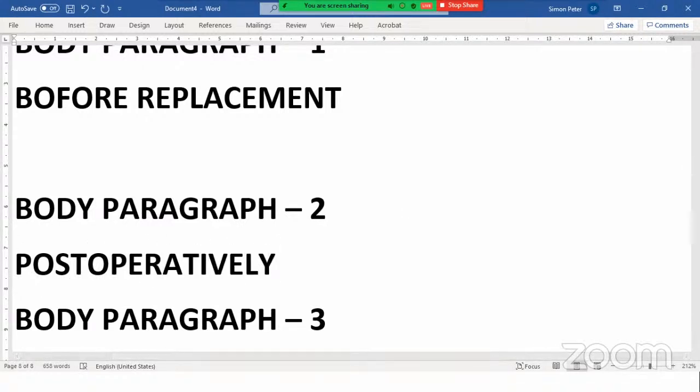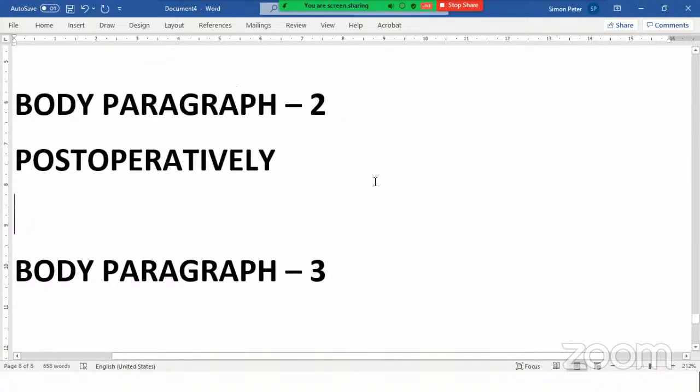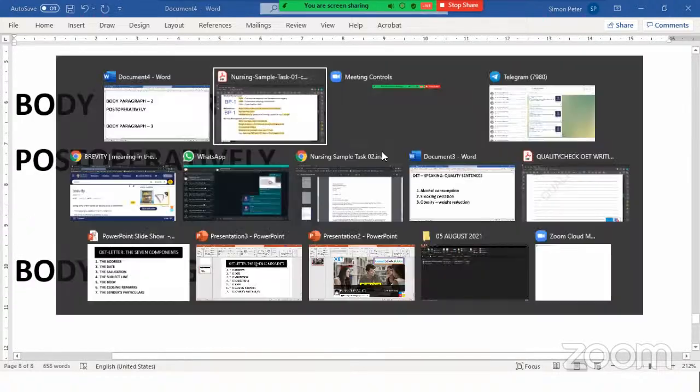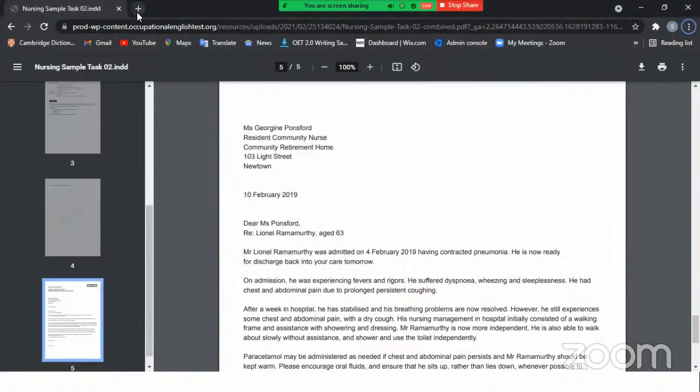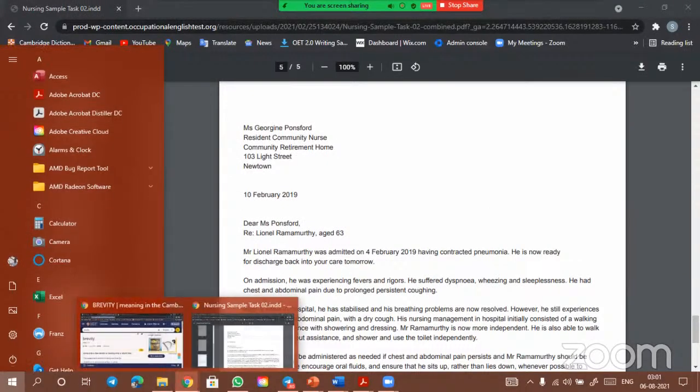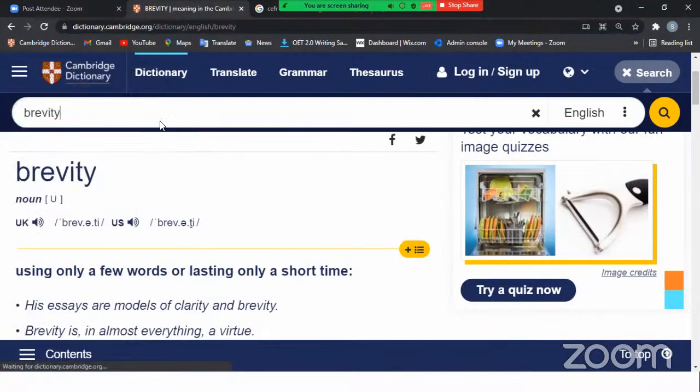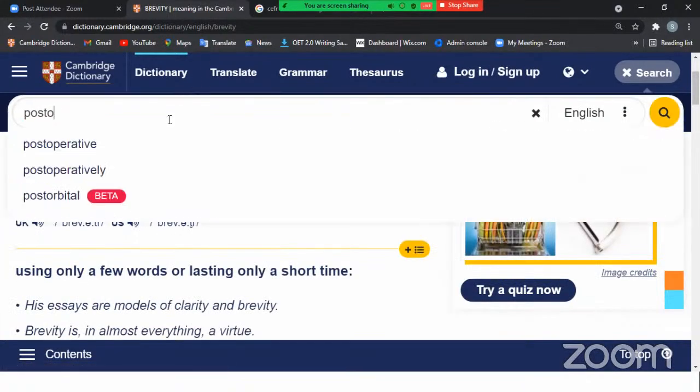Now, many people write post-operatively with a hyphen, separately, all these things. What does the Cambridge Dictionary say? Learn from the Cambridge Dictionary, don't learn from Peter. Post-operatively or pre-operatively, how is it written? Post-operatively. So where is the hyphen?